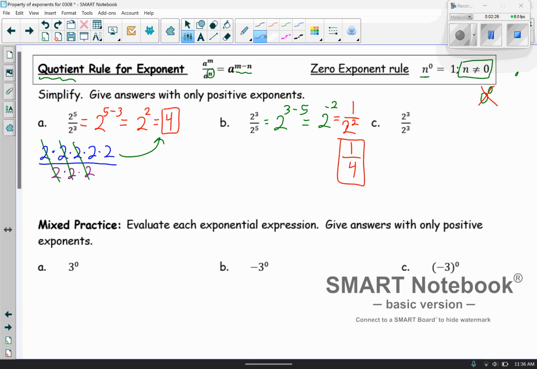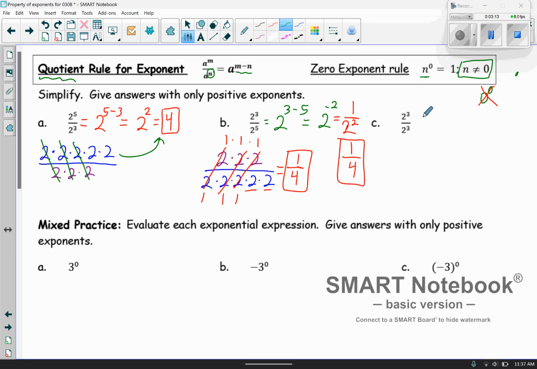Once again, if you thought about expanding this out, you basically have 2 times 2 times 2 on top, and on bottom, you have 2 times 2 times 2 times 2 times 2. What happens is these cancel out. When they cancel out, they really turn into 1s. 2 divided by 2 turns into a 1 right here. So the numerator is just 1 times 1 times 1, which is 1. And the denominator is 1 times 1 times 1 times 2 times 2. That's how you get that 4 on bottom. So 1/4 right there.